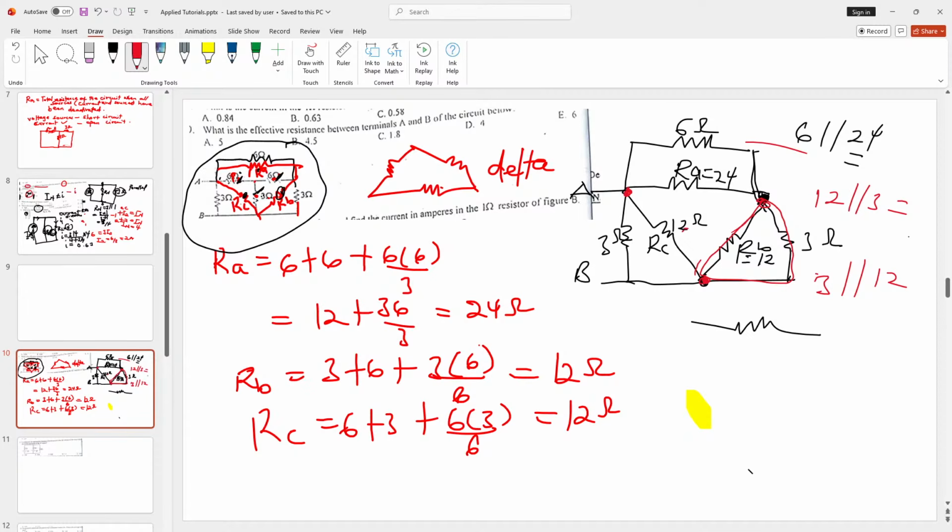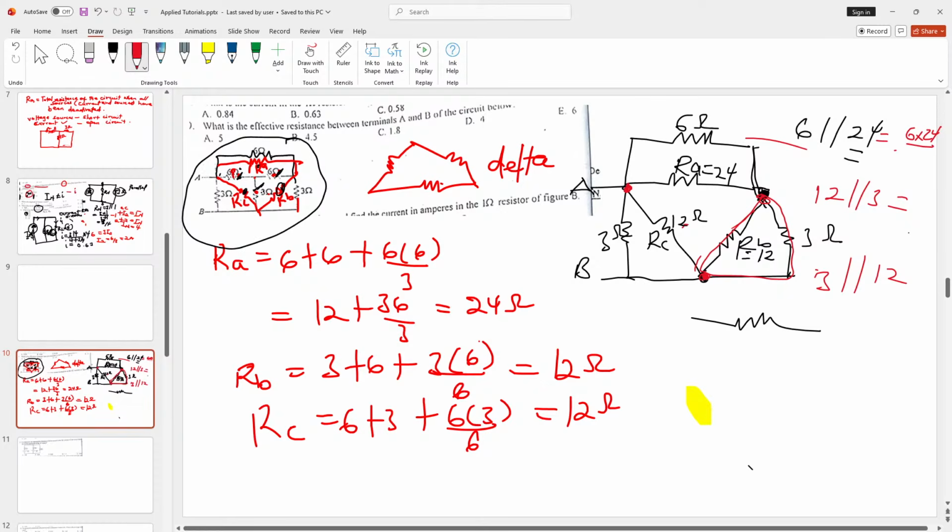Product over sum. So 6 times 24 over 6 plus 24. Here 12 times 3 over 12 plus 3. Here 3 times 12 over 3 plus 12. So this is how the equivalent of the final circuit is going to look. This one in P with this one gives us this one. Okay, let's say this was R1, this was R2, this was R3.